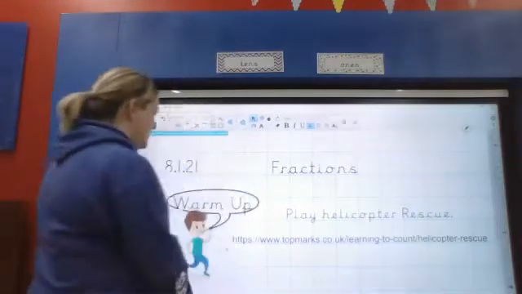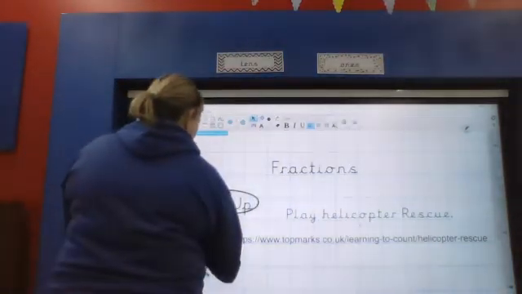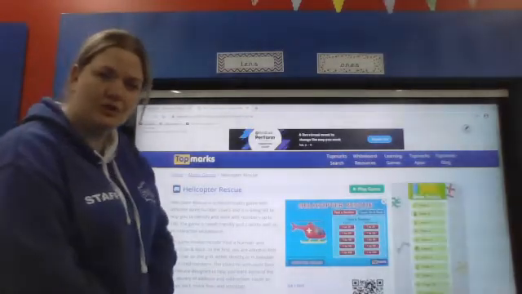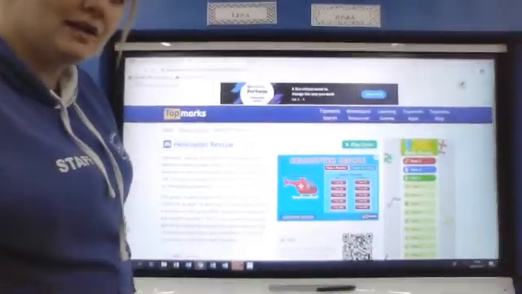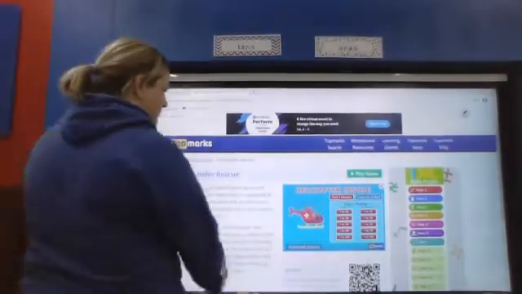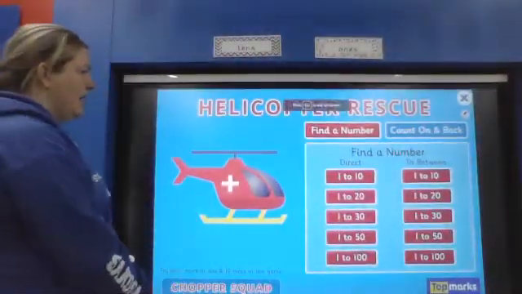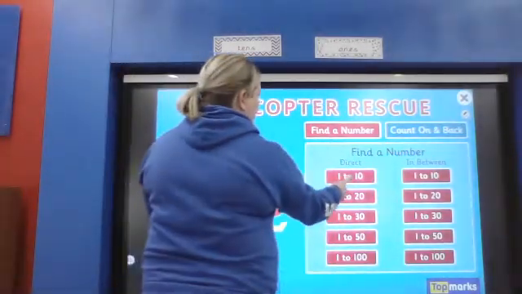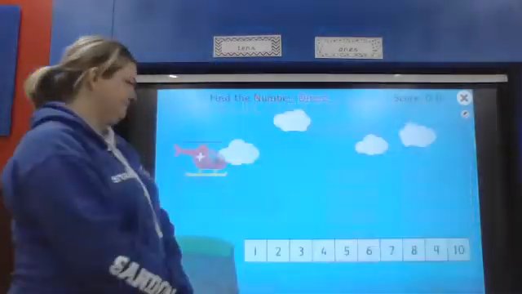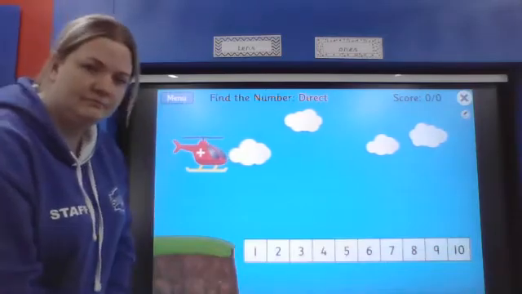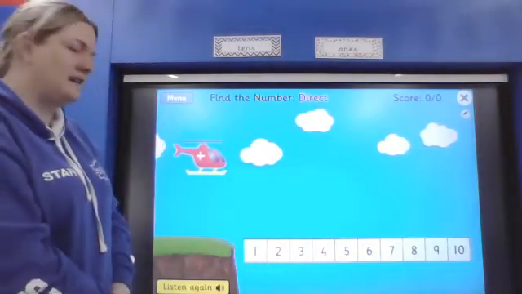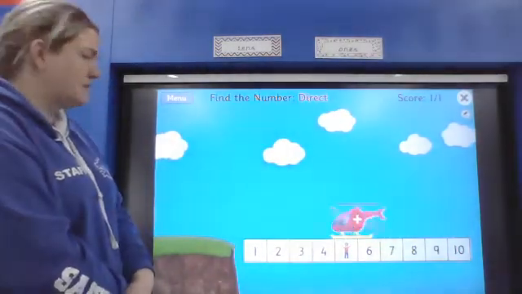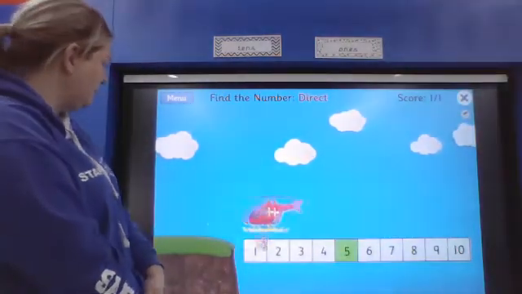So let's just click on this. Top Marks, Helicopter Rescue. Here we are. This is what it should look like. Here's our Helicopter Rescue. Okay, and we're going to start with finding a direct number. Let's start with 1 to 10. Find the number 5. Start easy and go harder. There he is being rescued. Oh, look, rescue Bob. Off he goes.